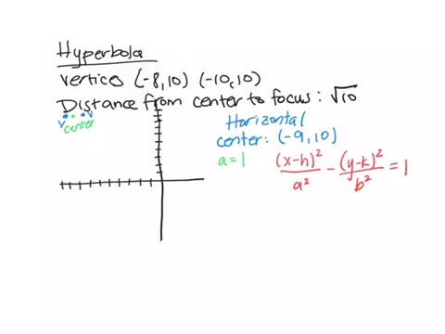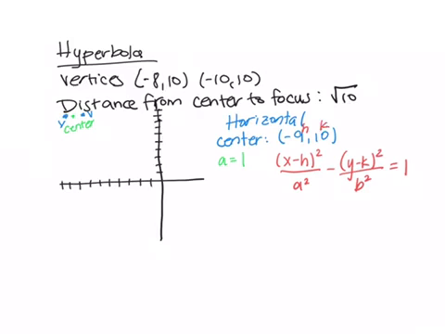Remember that for a hyperbola, A does not necessarily have to be larger than B. It could be, but it doesn't have to be. Whereas with an ellipse, A always had to be the bigger one because A was coming from the major axis. So just a reminder about that. So we know A. We don't know B at this point. We do know H and K, so we know those from the center. So we have H here and K here.